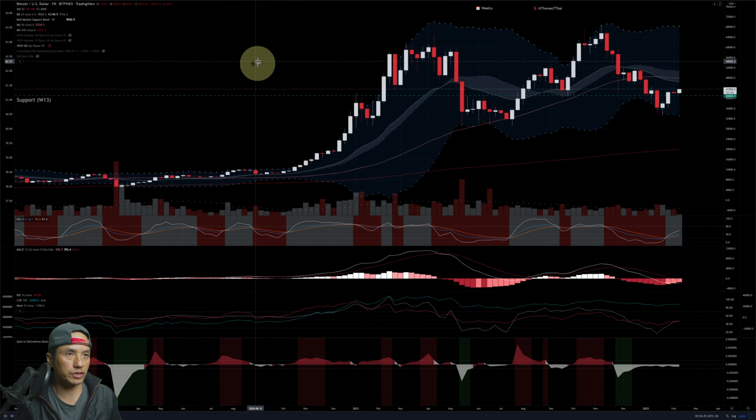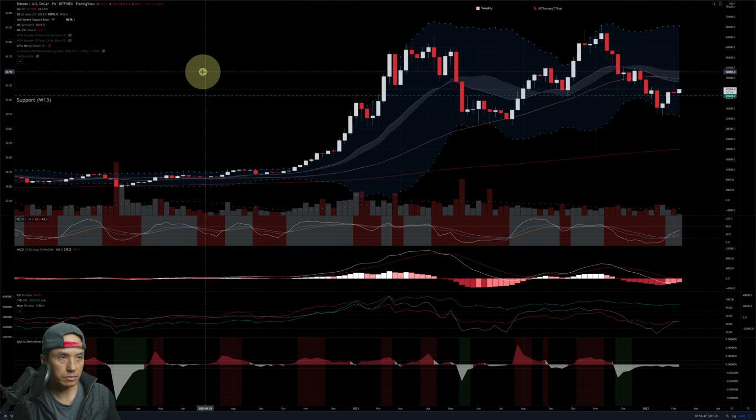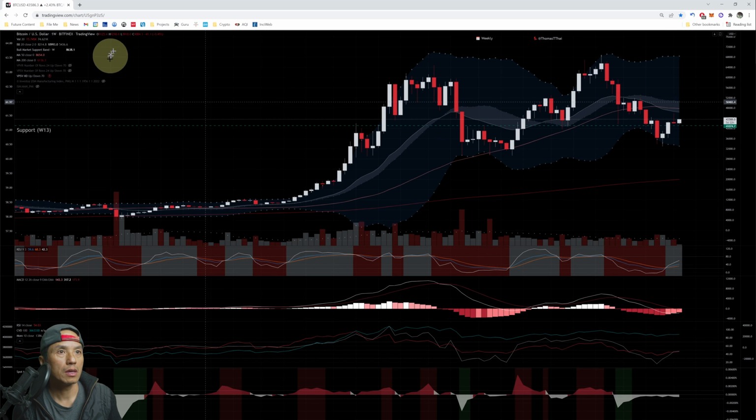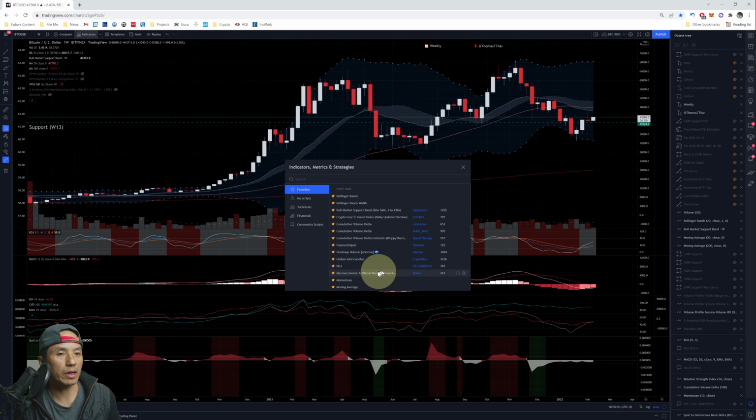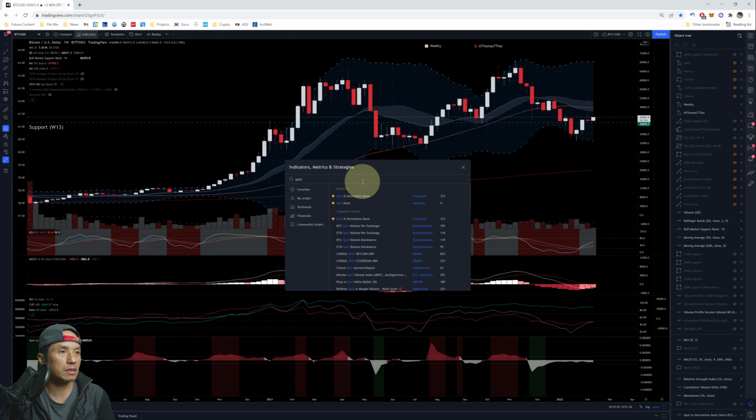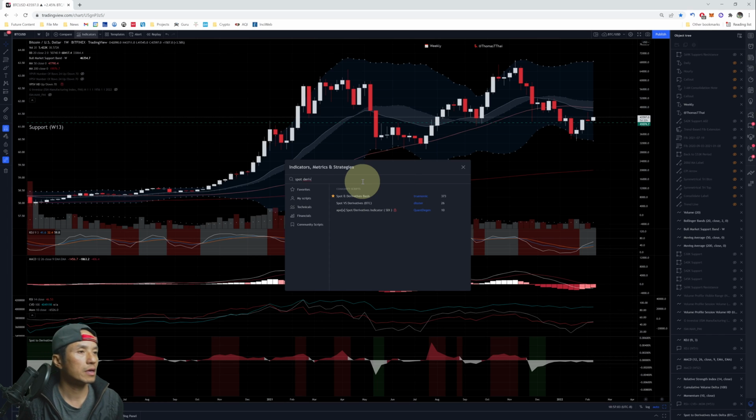So first you go to, click on indicators, and you want to look for, you type in spot derivative basis delta. I think it might be this one. Yeah. So just start typing spot derivative, and then you look for the one that pops up.